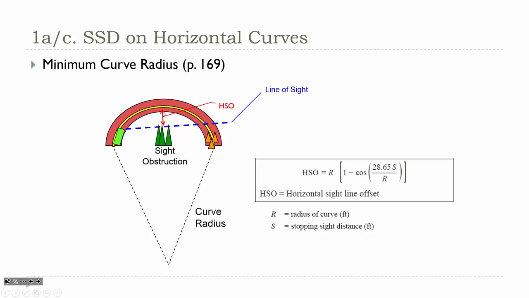It's always the center line of the inside lane that is going to be your controlling scenario. So you have this equation here on page 169, where R is the radius of the horizontal curve and S, again, is your stopping sight distance. So you will calculate that HSO value.